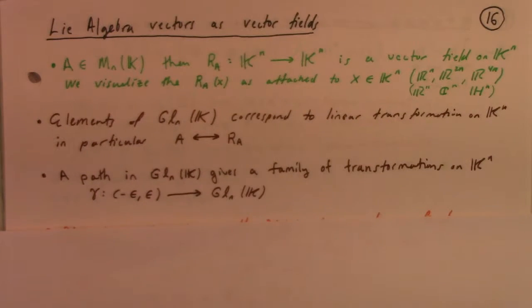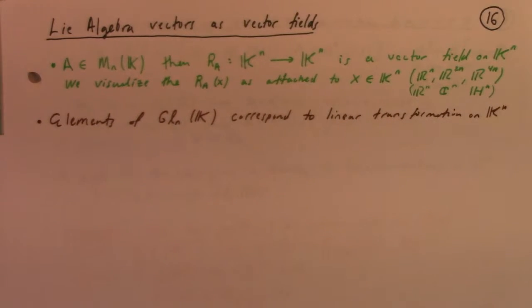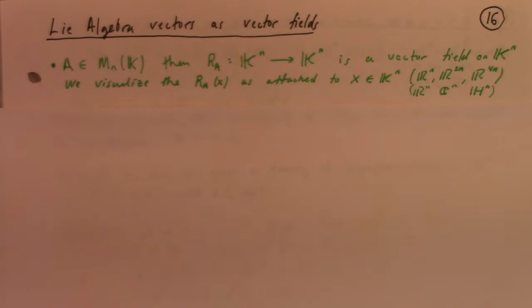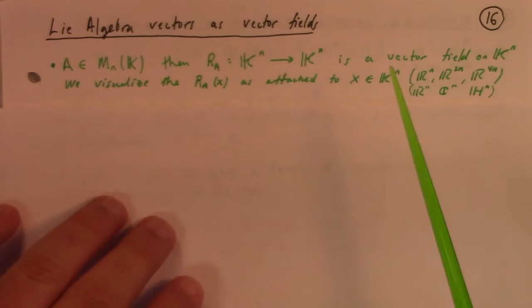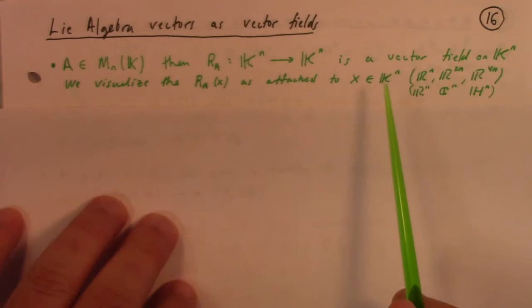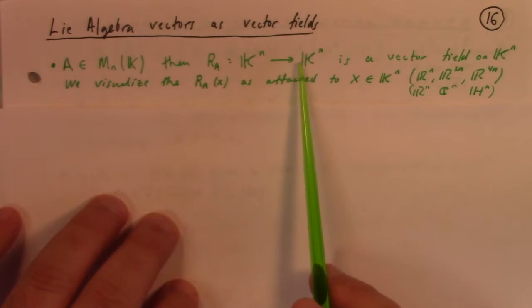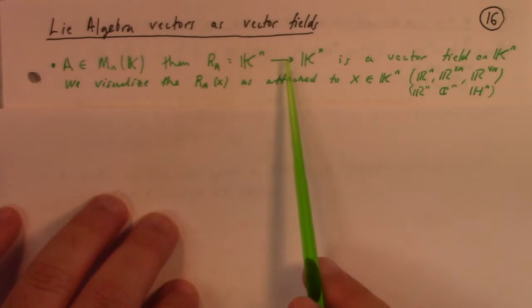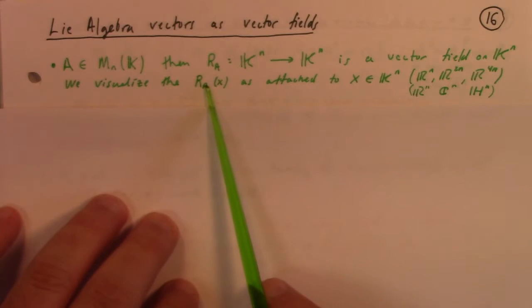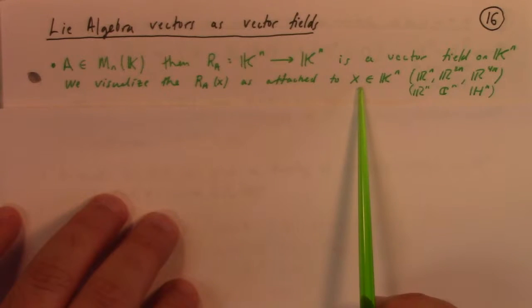Alright, so let's think about how we can view a Lie algebra as vector fields. I don't have too much to say about this, but basically the idea is you can think about a linear transformation from Kn to Kn as being a way of attaching the image Ra of x, thinking of it as a vector, to the point x.